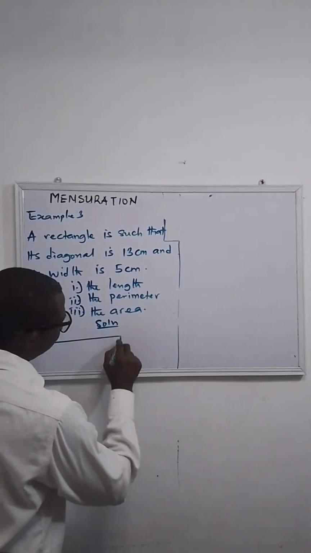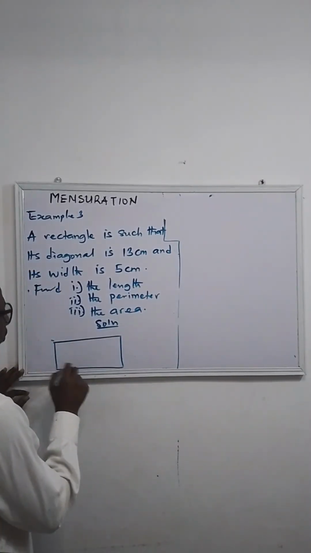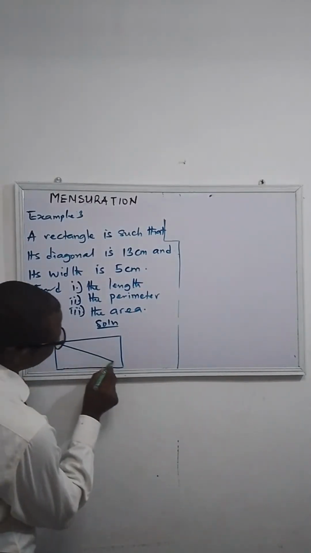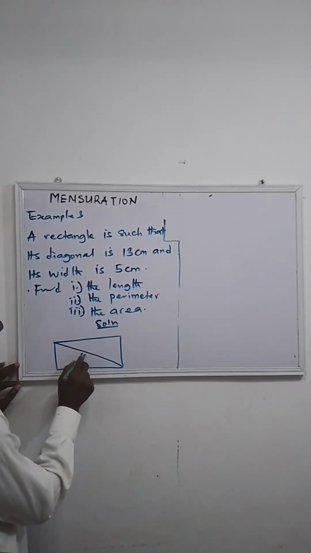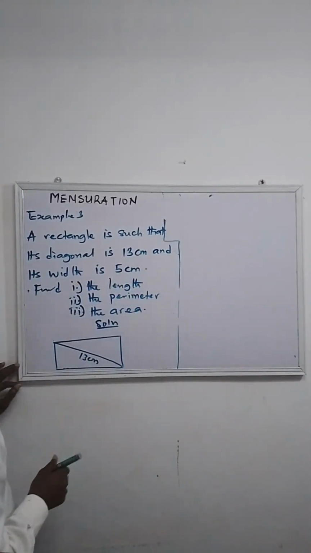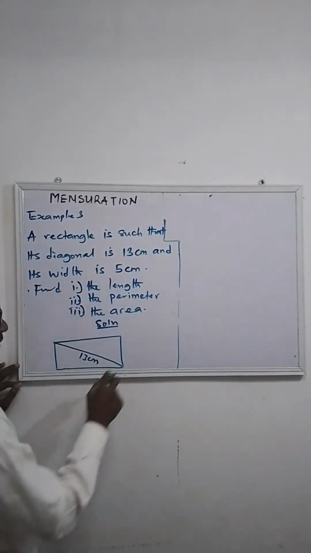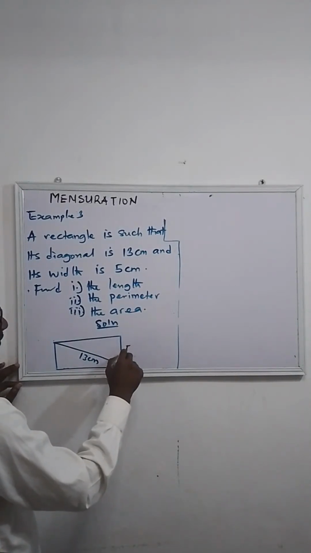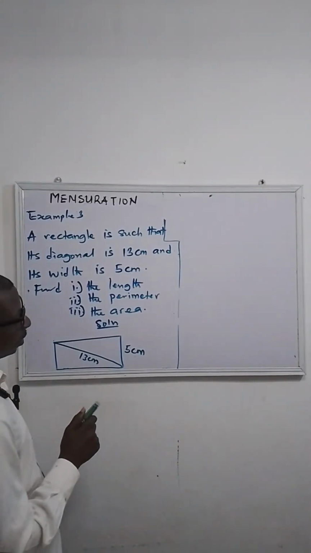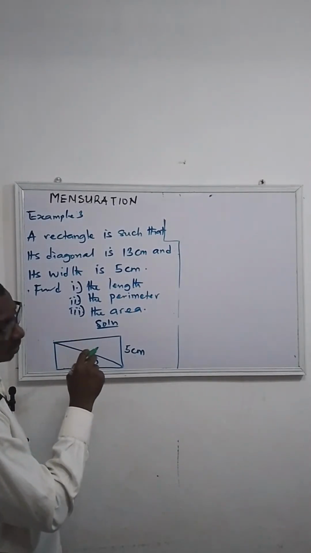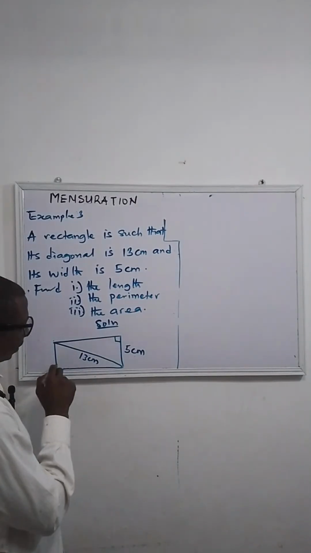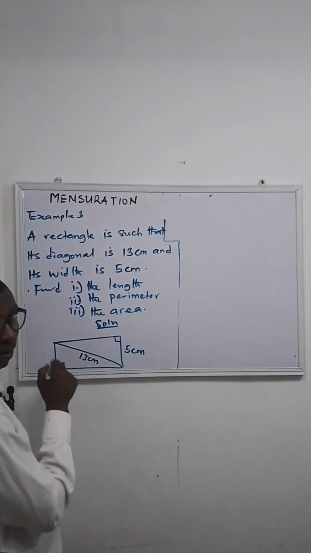So the rectangle looks like this. We have a diagonal. The diagonal is 13 centimeter. In the question, its diagonal is 13 centimeter, and the width is 5 centimeter. So this side is 5 centimeter. And don't forget, one of the properties of a rectangle is that all the angles are equal and they are 90 degrees. So all the four angles are equal.